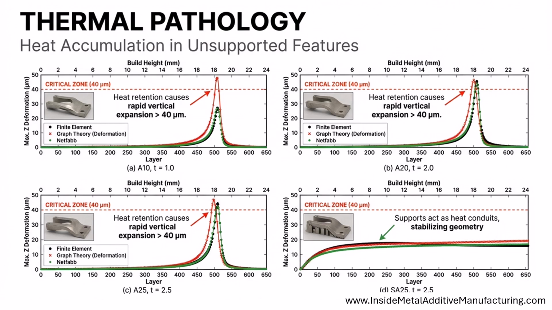As you can see in these charts, features without supports reach the critical 40 micron deformation zone very quickly due to rapid vertical expansion. However, when we treat supports as thermal conduits, rather than just structural anchors, they stabilize the geometry by dissipating heat into the base plate.